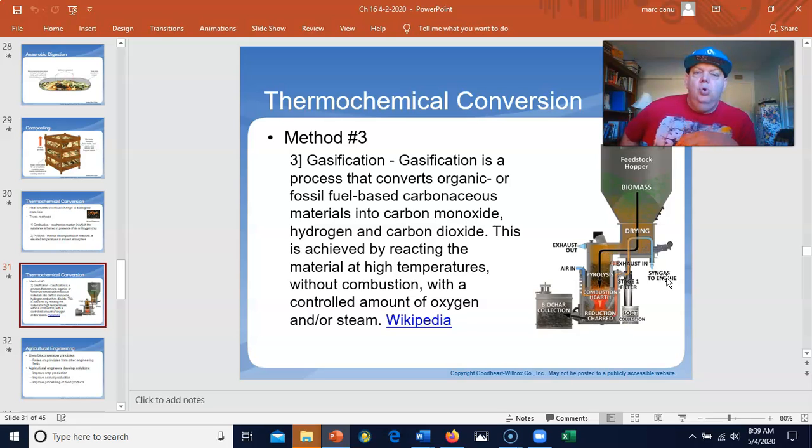All right. So fossil fuel based, you could look at oil, you could look at gasoline, diesel, things like that. We can change that through gasification to carbon monoxide, hydrogen, and carbon dioxide, and we can react these materials at high temperatures, no combustion. And there's a little bit of oxygen in there and/or steam in there.